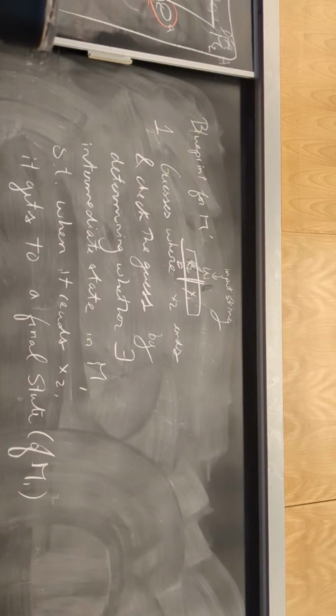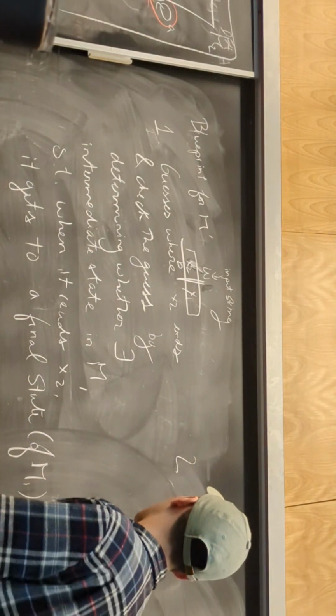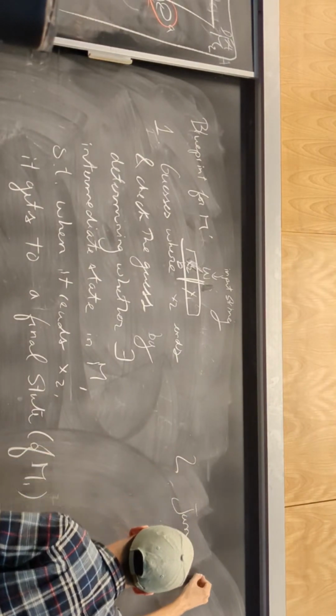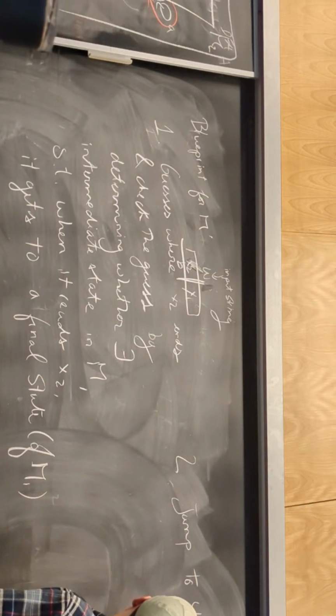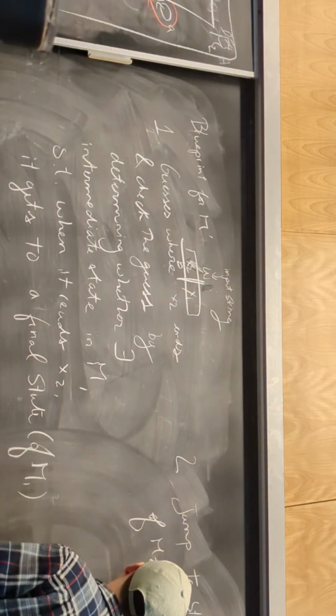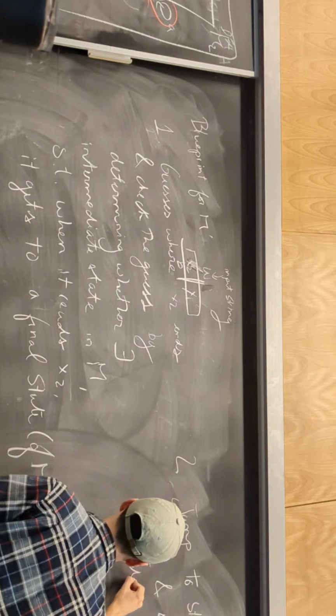Now I read this second part of the string, which I'm guessing is y1, right? So what I do is I say, okay, I'm gonna jump to M2, and I'm going to read this string, right? So once I finish this, it gets to a final state of M2. Then the second step is to jump to the start state of M2 and read the rest of the string.